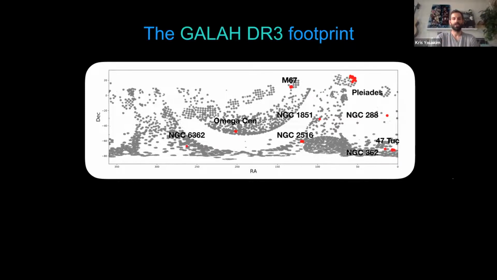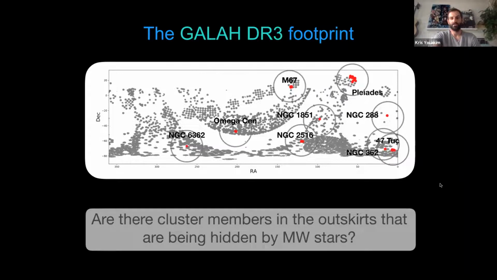But one issue is that it's very hard to find clusters in the outlying regions because of high contamination. So most methods that look for cluster members use a strong prior on spatial coordinates. And so the idea here is to ask the question, are there cluster members in the outskirts that are being hidden by Milky Way stars? And can we potentially find these by looking in high dimensional parameter space?